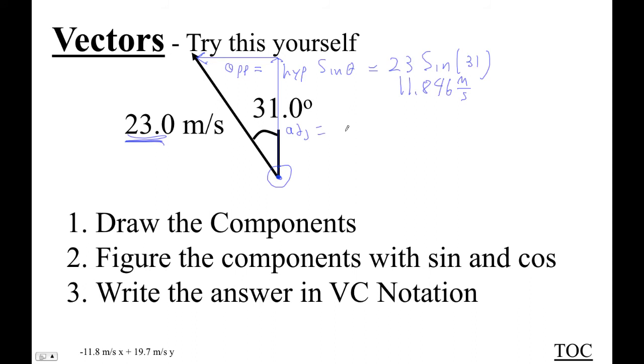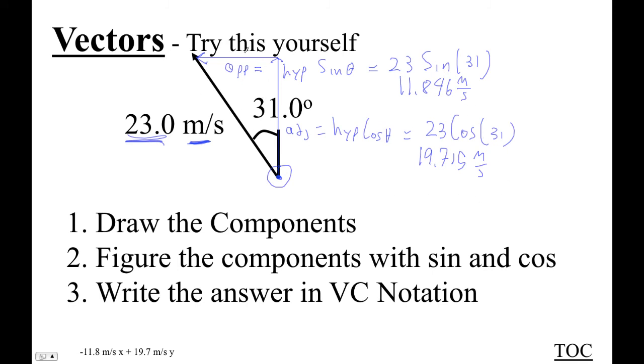And then the adjacent side is hyp cos theta, right? So that is 23 cos 31. Okay, so 23 cos 31, and that is 19.715 roughly. And since meters per second is the hypotenuse, these guys are meters per second.